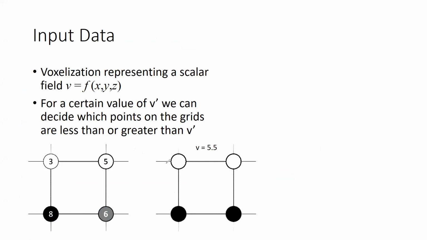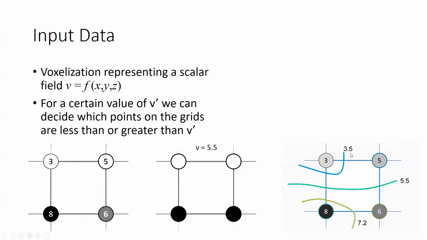This diagram means this is less than 5.5, and this is more than 5.5. So we can say that more than 5.5 is the interior. And if you set V to different values, for example 3.5, then it's this line. If I set V equal to 7.2, then it's this line. Then only one point is more than 7.2, and these 3 points will be outside of my region.